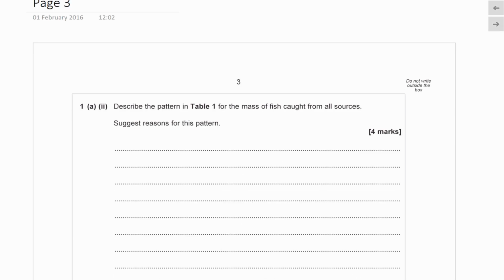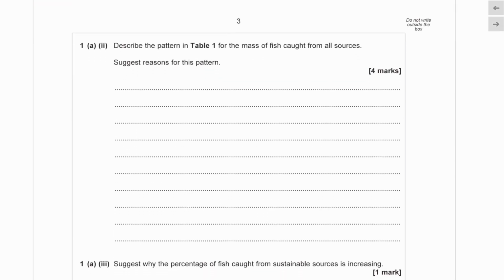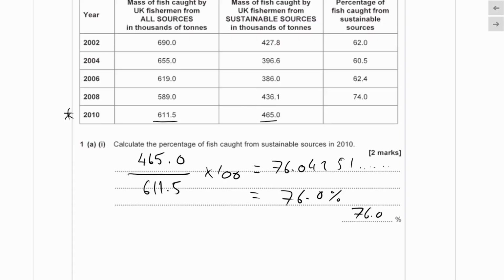Here we go. So for part 2, it says describe the pattern in table 1 for the mass of fish caught from all sources. Okay. Now it says from all sources here, and it says suggest the reasons for this pattern. All right. So the thing we have to look out for here is that it said the mass of fish caught from all sources, not from all sources and from sustainable sources, right? So the only pattern we want to describe is this pattern here, right? We want to describe the pattern here.